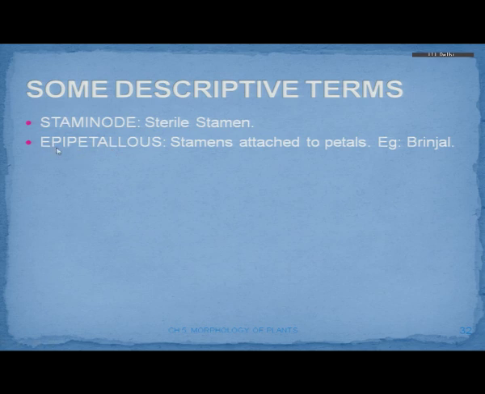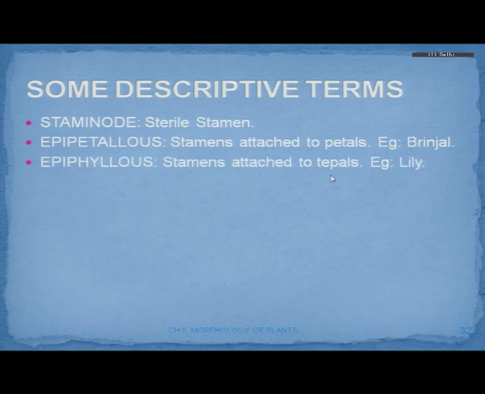Epipetalous. Now, epi means over, petalous stands for petal. So, when the stamens are attached to petals, they are said to be epipetalous. The example is brinjal. Similarly, if the stamens are attached to tepals, that is the perianth instead of petals or corolla, the stamens will be known as epiphyllous. Phyll stands for the leaf, epi over. So, over the leaf. Again, try to follow the logic instead of just cramming up the names. Epiphyllous stamens are found in lily.